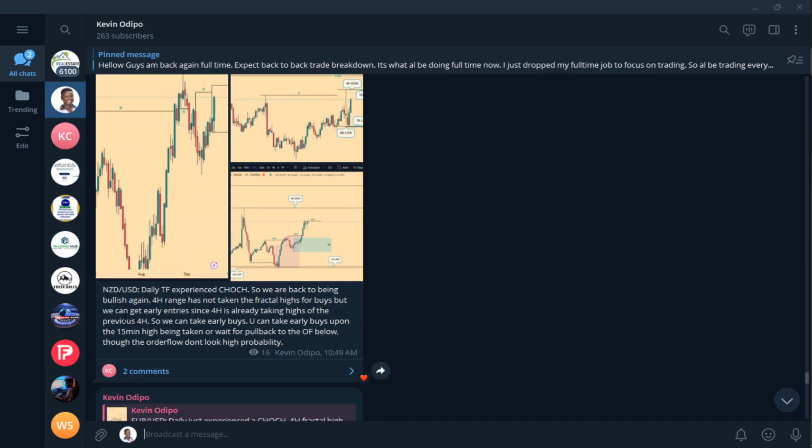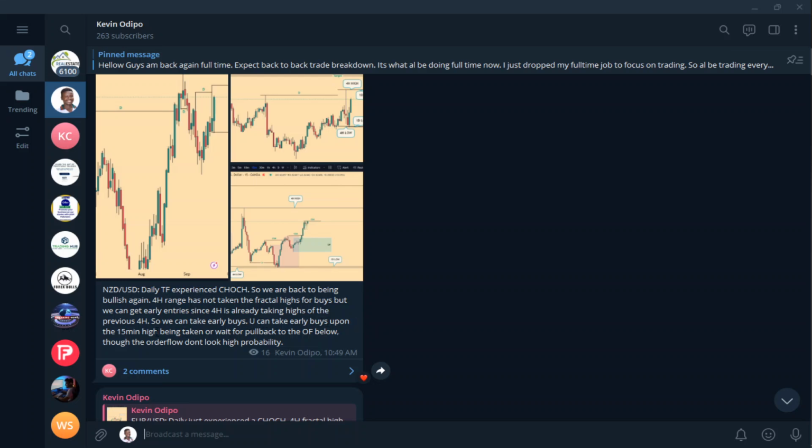And what did I say? NZDUSD daily time frame experienced a change of character, so we are back to bullish again. The 4 hours range has not taken the fractal highs for buys, but we can get an early entry since the 4 hours is already taking the highs of the previous 4 hours candle. So we can take early buys.